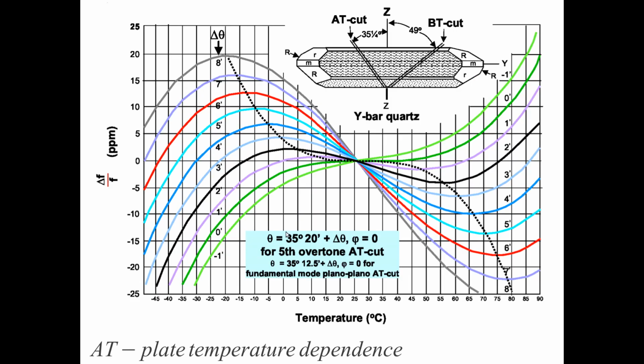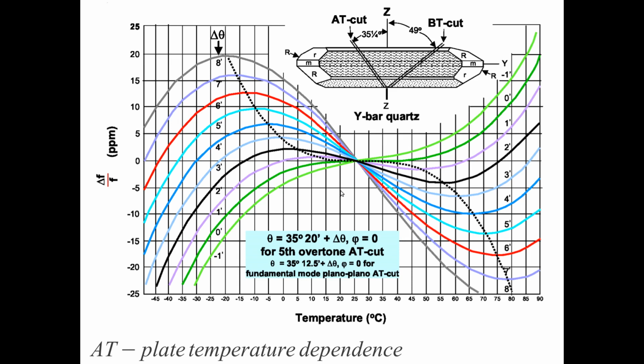So if we select phi 0 and theta 35 degrees and 20 minutes for the fifth overtone cut, but for the fundamental mode we need a somewhat different angle, delta theta, and this delta theta is shown here. You see this delta theta is shown as angular minutes, and you see what kind of temperature dependence in parts per million we obtain in our useful temperature range.